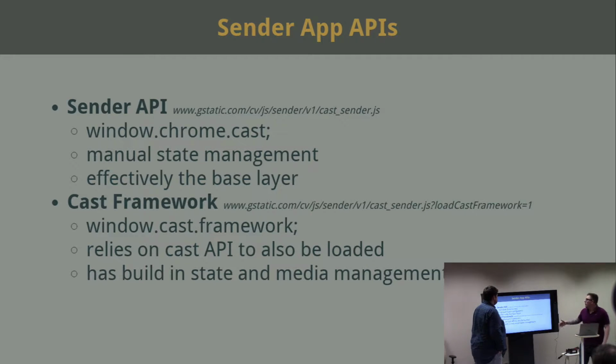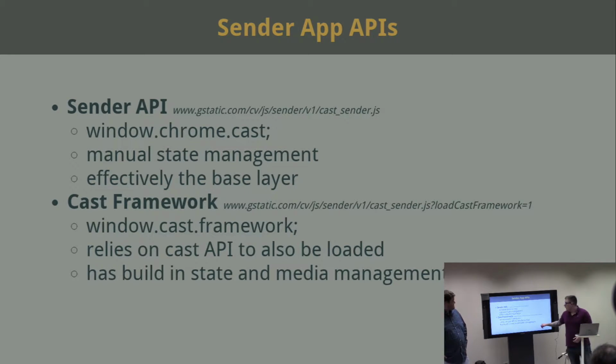So we're going to go over the sender app first, and then we'll go over the receiver app. For the sender app, there are 2 APIs that you can use. You just need to include these 2 URLs in a script tag or however you want to load them. They actually just changed this recently. The Cast framework actually used to be a separate URL altogether. Now it is just a query parameter you can add, which is really good because in the next slide you'll see that there would be race condition issues, because both of these have to load before you can continue. Well, I guess if you want to use the Cast framework, both of them have to load.